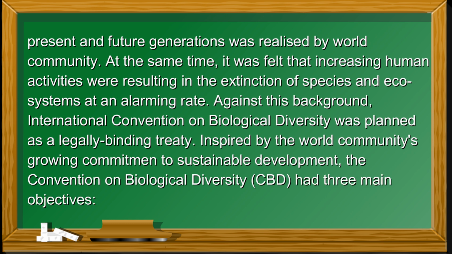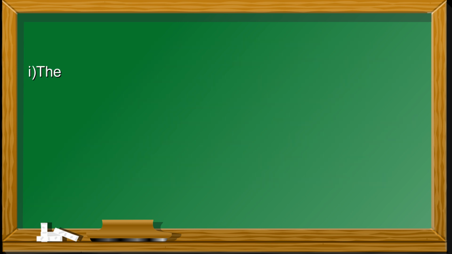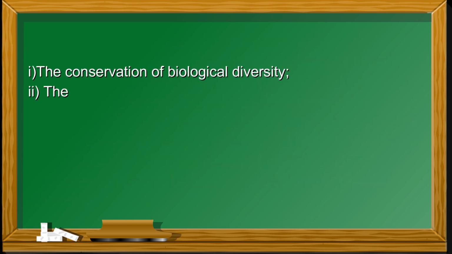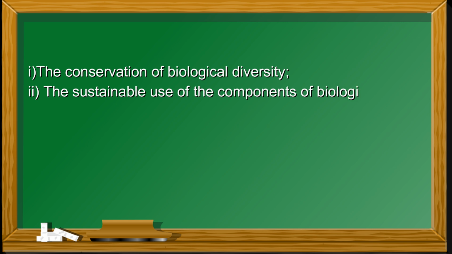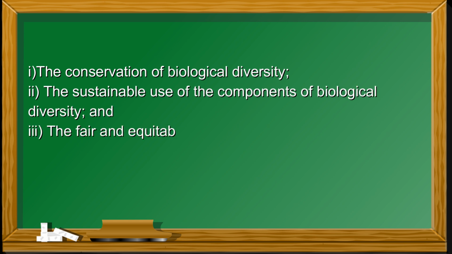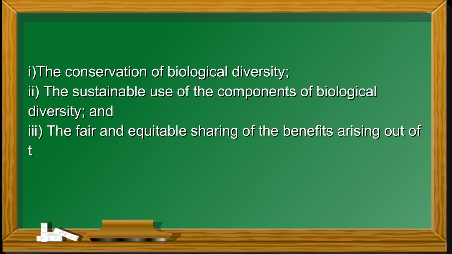Inspired by the world community's growing commitment to sustainable development, the Convention on Biological Diversity, CBD, had three main objectives. 1. The conservation of biological diversity. 2. The sustainable use of the components of biological diversity, and 3. The fair and equitable sharing of the benefits arising out of the utilization of genetic resources.